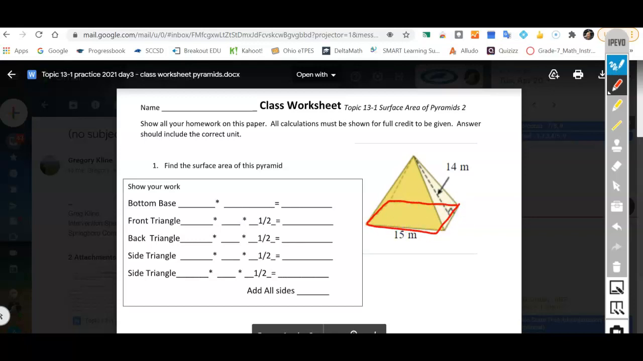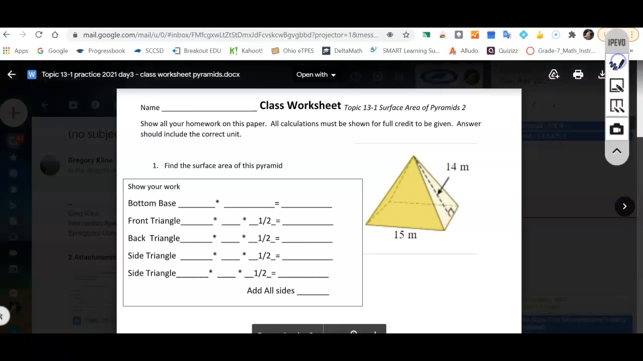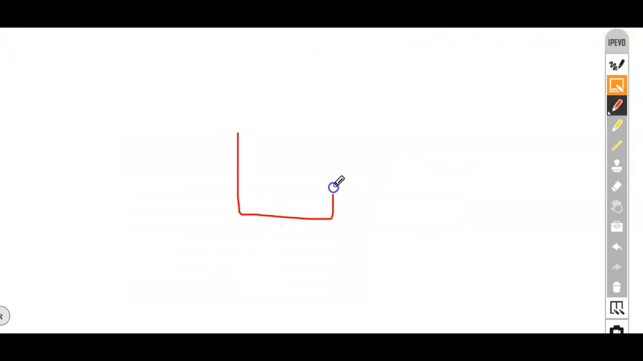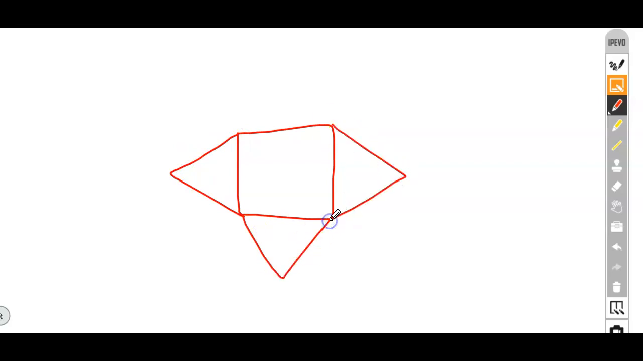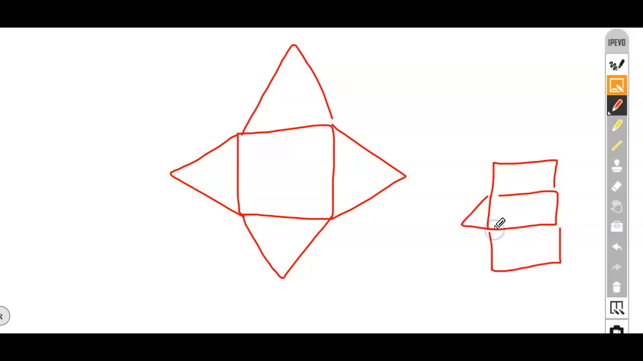We got one base. So if I was to draw the net on this, it would look like the base and then your sides. Whereas a triangular prism had 3 rectangular sides and then 2 bases that were triangles, right? So these were our bases on the triangular prism, whereas I got one base on my pyramid.